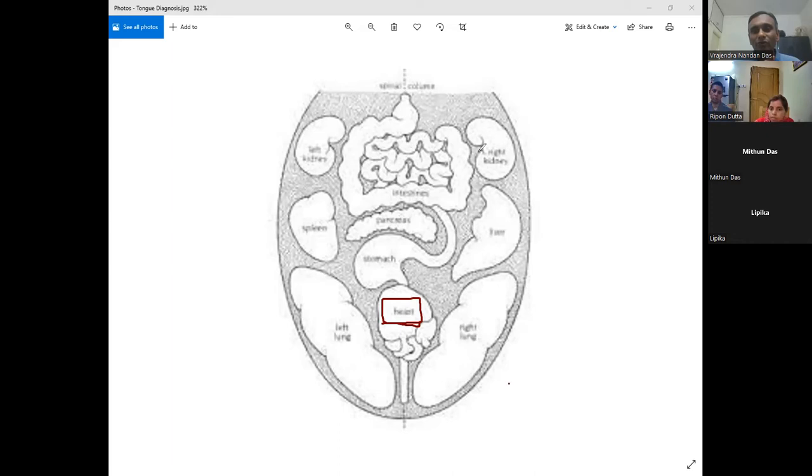So now you don't have to worry about which kind of heart problem you are having, whether it is some problem with the electric signal, or whether it is a problem with cholesterol. Whichever heart problem you are having, the medicine will be the same, that is Arjuna.